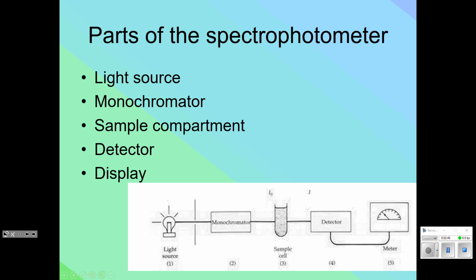And what a spectrophotometer does, if you look at this picture here, in the middle it says sample cell. You're going to have a solution, and we use this with colored solutions. Light is going to shine through that solution. Now think about it. If it is a darker solution, less light should pass through, right? If it's a lighter solution, more light can pass through. Well, what it's doing with the meter on the far right-hand side here is measuring and giving you a value of how much light was able to pass through.